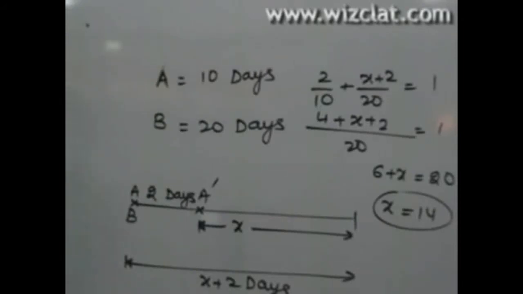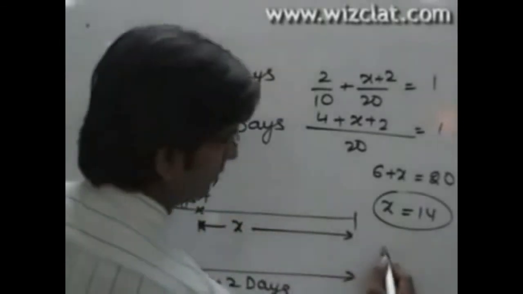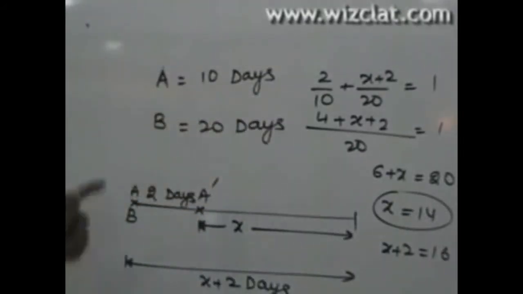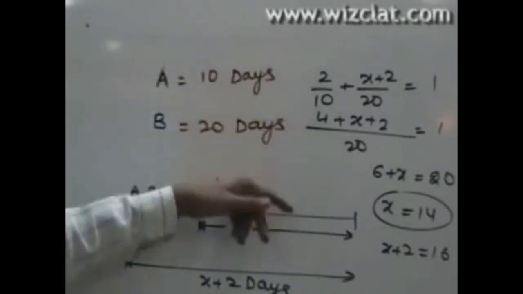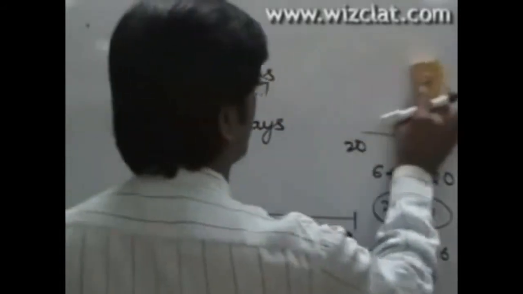Therefore, we can say the total number of days required to complete the work is equal to 14 plus 2, 16. So one question can be done by using the fractional approach, 1 day work of A plus 1 day work of B. What does the second approach say?